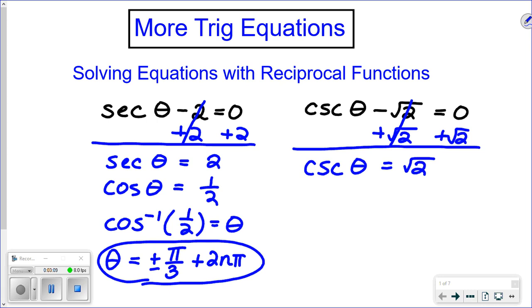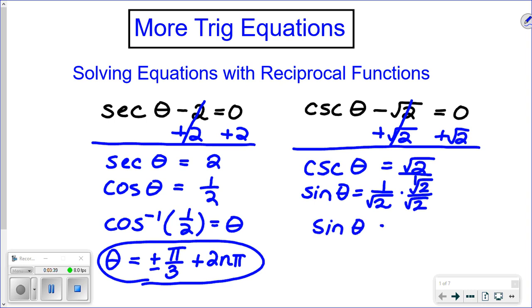So if cosecant theta equals square root of 2, that means sine of theta would equal the reciprocal of square root of 2. Now, to find the reciprocal, you'd want to make it a fraction by putting a 1 under it and then flip it. Now, at first, you may not recognize 1 divided by square root of 2 from your unit circle. But if you rationalize the denominator, we then get sine of theta equals square root of 2 over 2. And that you probably recognize on the unit circle.